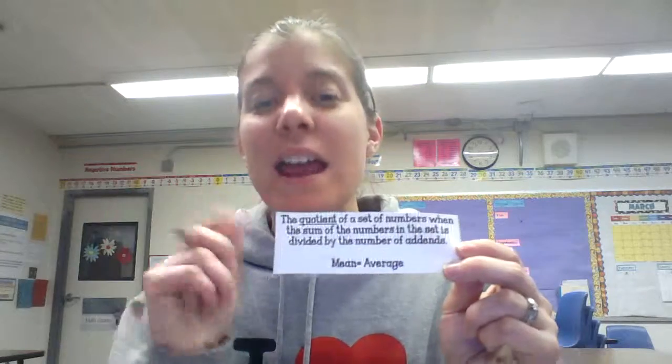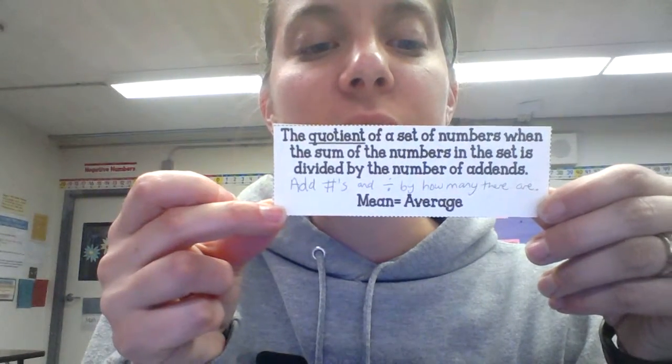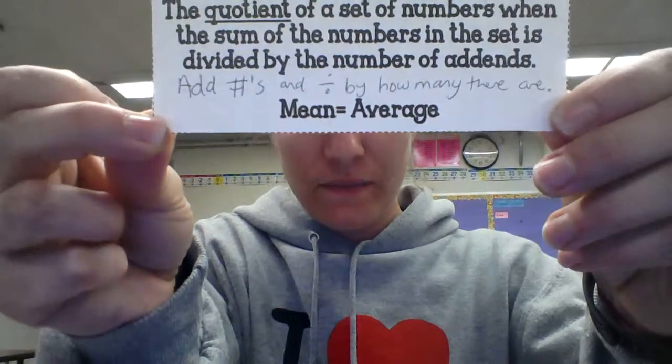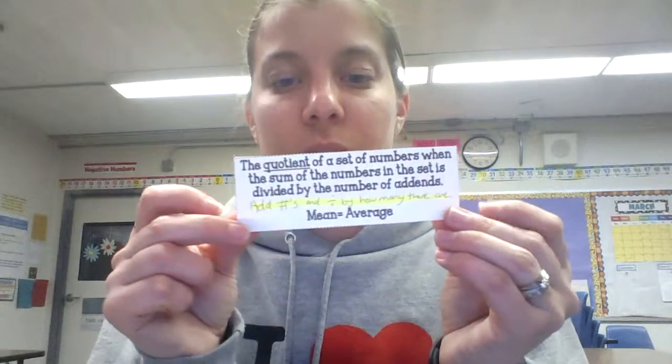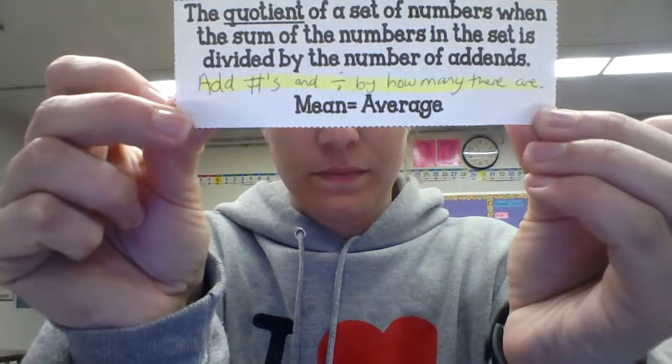I don't really want you to highlight anything on this. I want you to take your pencil and write something. You're going to write: add numbers and divide by how many there are. And I will show you this. Okay, so this is what I wrote: add numbers and divide by how many there are. So pause that and get that written down. And then I think I'm also going to highlight it. Okay, so you can pause. All right, glue on the back of that.